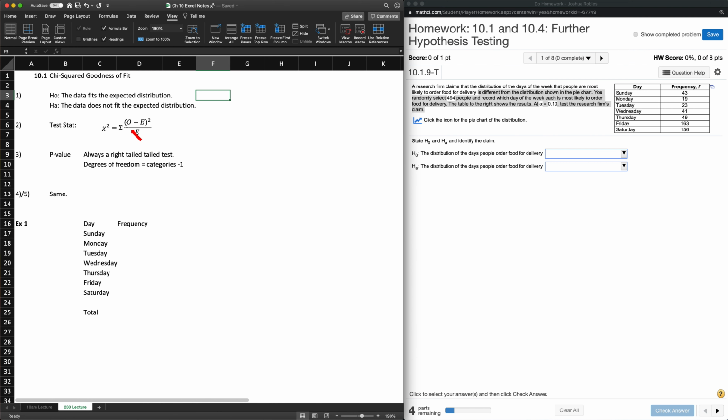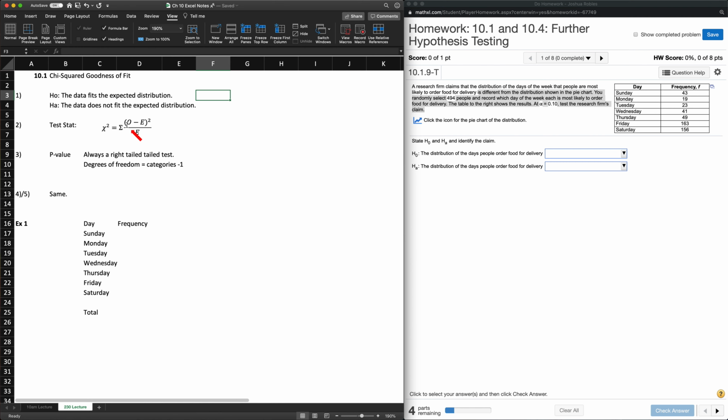But we calculate this for each category, and then we add those all up. So that ends up being your chi-squared test statistic. A chi-squared goodness of fit test is always a right-tailed test. So we are always going to make sure we find the p-value using a right-tailed test. In Excel, for finding the p-value, we can actually use a small shortcut, CHISQ.DIST.RT, for right tail.